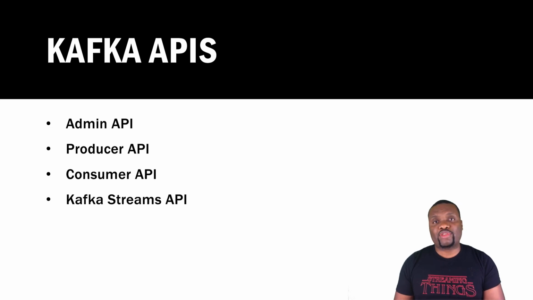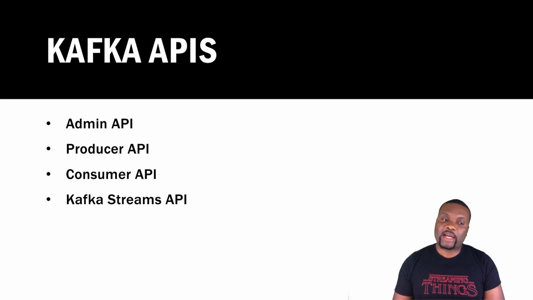Then the Kafka Streams API allows you to pull data out of Kafka in real time, process it, enrich it, and then put it back into Kafka. It has different data structures and different mechanisms for you to do this very efficiently and in a way that is very easy.